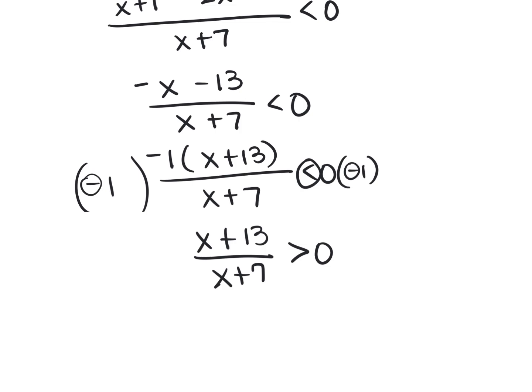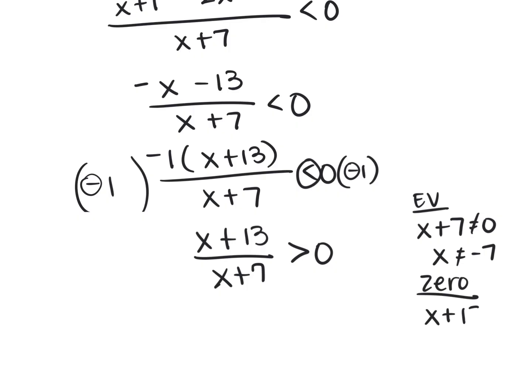So excluded values first. So our denominator cannot be 0, and that occurs when x is equal to negative 7. So it cannot ever be equal to that. That will not be in the solution. And then we have only one 0, and that 1 0 is when x plus 13 is equal to 0. So we have x is equal to negative 13.